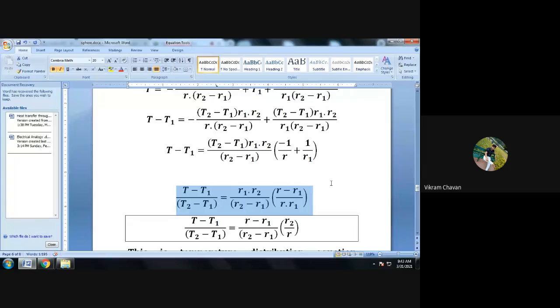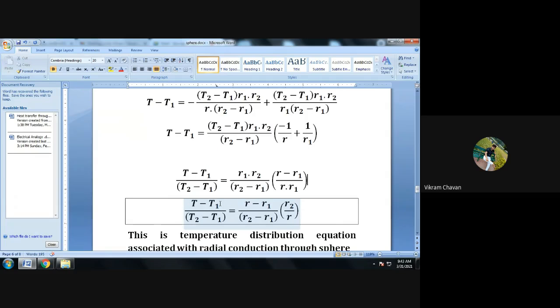And if you rearrange this equation, here we have R1 in the numerator and R1 in the denominator, so R1 and R1 will be cancelled. We get the equation T minus T1 divided by T2 minus T1 is equal to R minus R1 divided by R2 minus R1 multiplied by R2 divided by R. Remember this equation.